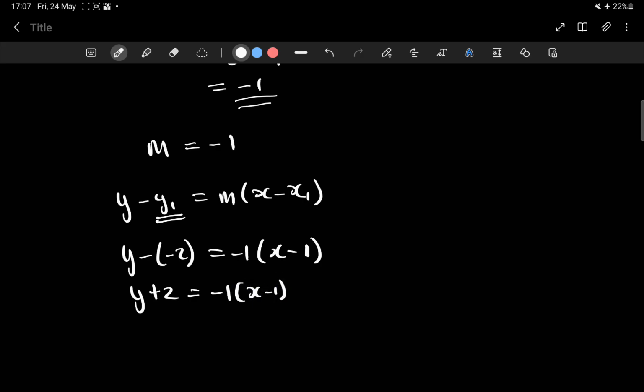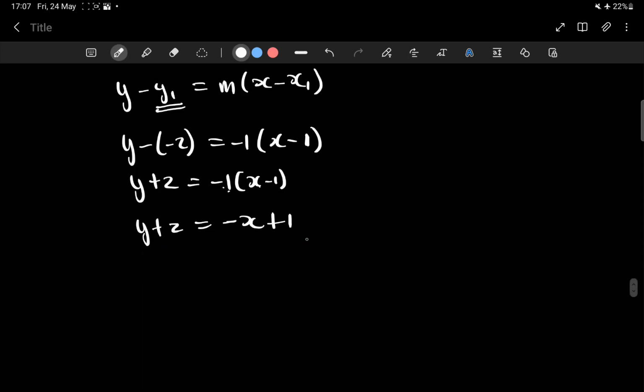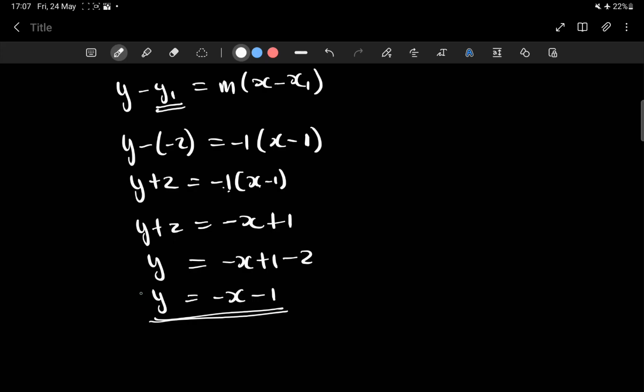If you want, you can expand and then find y. First, y plus 2, you expand, is equal to minus 1 times x, minus 1 times minus 1 is plus 1, because both are negative. Then you take plus 2 to the other side. You have y is equal to minus x plus 1, then minus 2, so y will be equal to minus x, and 1 minus 2 will be minus 1. You can put it in the calculator. Here is your final solution. That's the equation of the tangent, and you get all your marks.